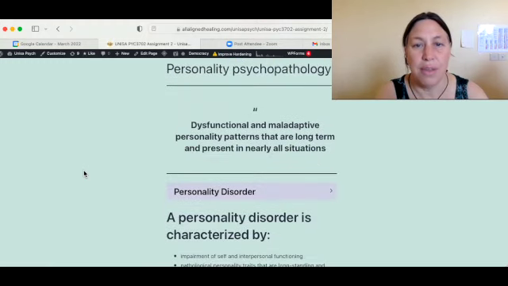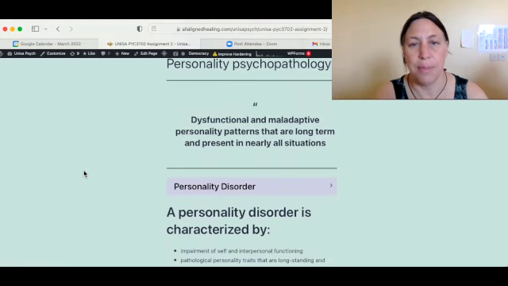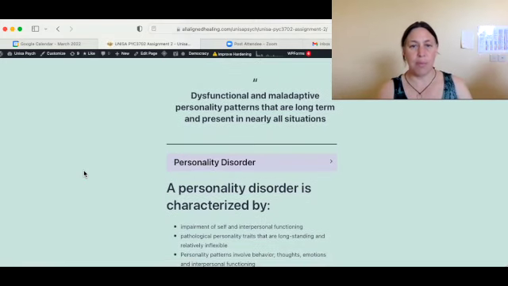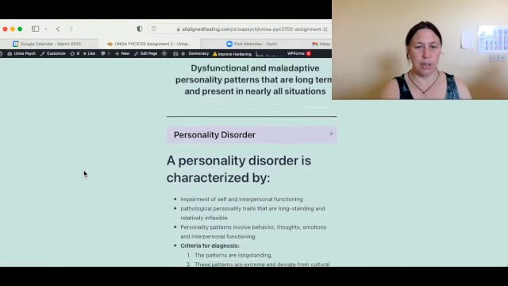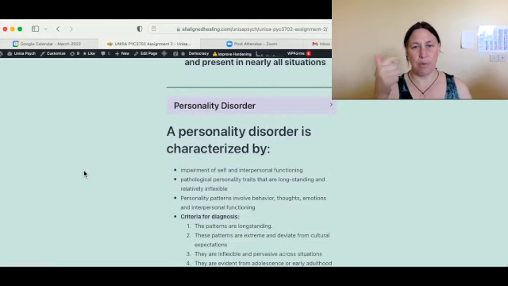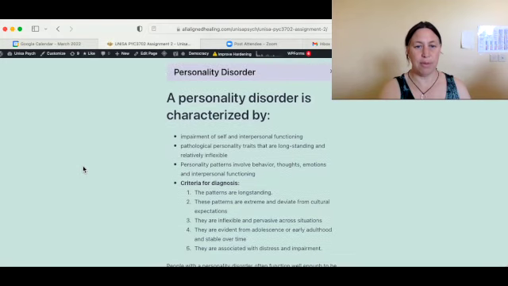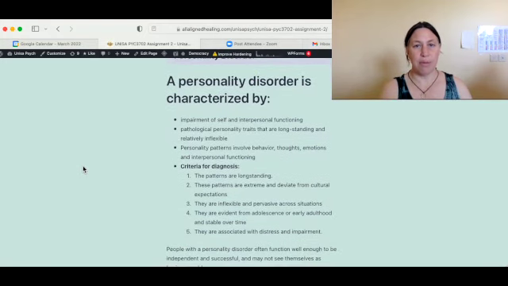Right, what is a personality disorder? It is a dysfunctional and maladaptive personality pattern that's long-term and present in nearly all situations. It results in impairment of self and interpersonal functioning. It involves behavior, thoughts, emotions, and interpersonal functioning. Inflexible, deviates from cultural expectations, evident from adolescence or early adulthood, and stable over time.